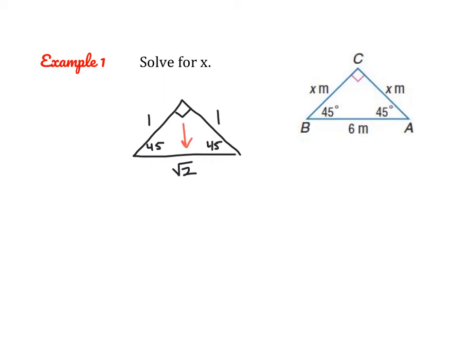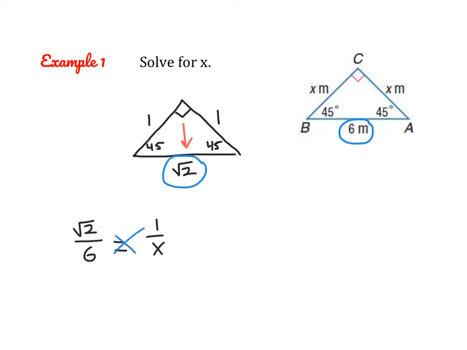What I recommend doing is finding the two matching sides that we know. We know both of our hypotenuses. We know that this is root 2 and this is 6. That's going to be what we use to create our proportions. So we can say root 2 over 6 equals 1 over x. We only need to create one proportion because these are actually going to be the same length, so we only need to solve once.